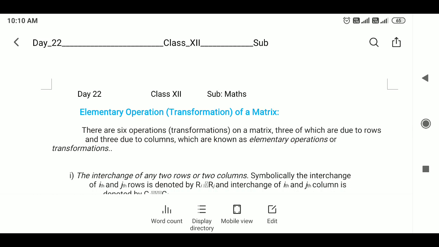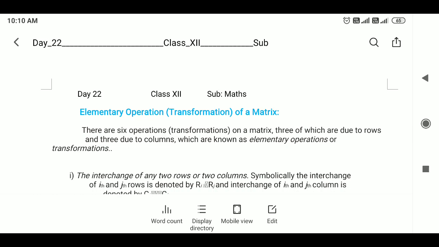Now, the last topic of this chapter, matrices, is elementary operation of a matrix. Elementary operations are also called transformations. We transform the matrix in this.